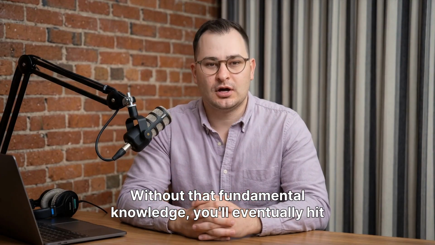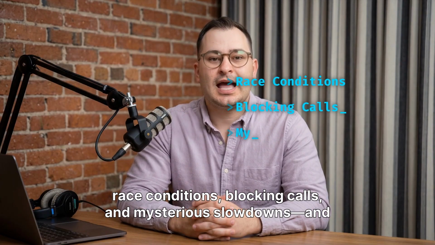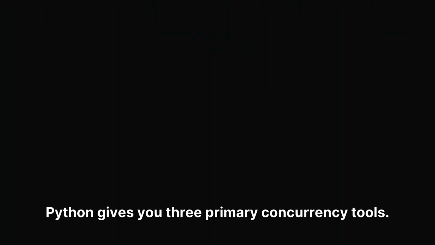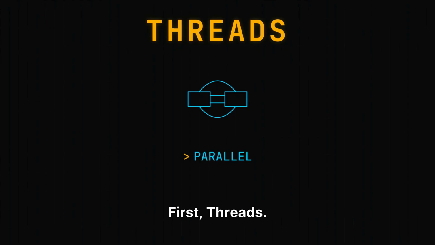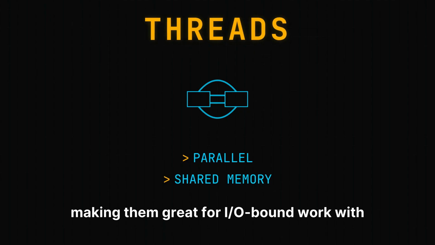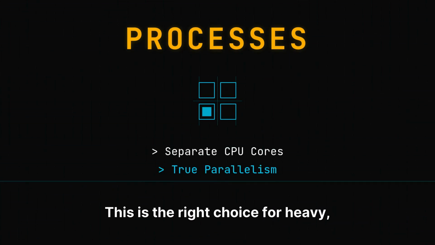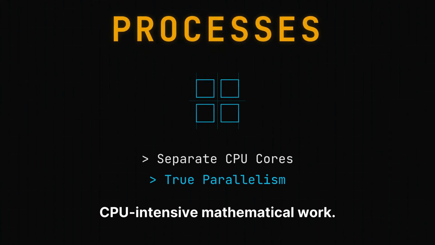Without that fundamental knowledge, you'll eventually hit race conditions, blocking calls, and mysterious slowdowns, and you won't have the tools to figure out why. Python gives you three primary concurrency tools. First, threads. They share memory and run in parallel, making them great for I/O-bound work with shared data. Then we have processes. These run on separate CPU cores, providing true parallelism. This is the right choice for heavy, CPU-intensive mathematical work.